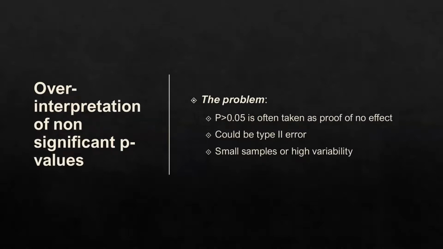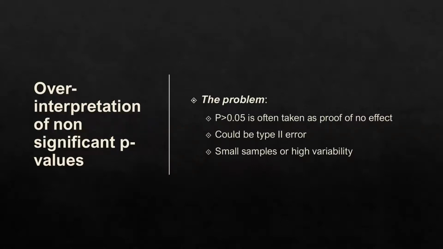Okay, so the next problem that I'm going to discuss is over-interpretation of non-significant p-values. So the alpha level of 0.05, as we know, is very arbitrary. If p does not meet this threshold, so if p is greater than 0.05, it doesn't necessarily mean that there is no effect. What we could have here is a type 2 error due to low power of the study caused by small sample sizes or large standard deviations. A high amount of variability is often present where the sample sizes are really small.